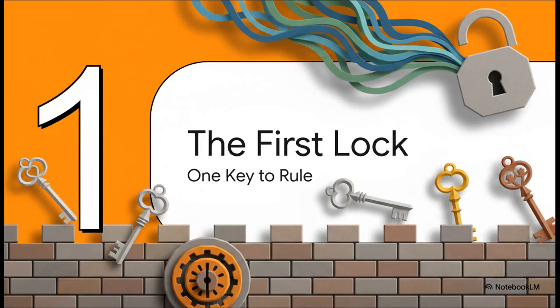All right, so how do we start building this fortress? Well, we start with the simplest, most direct form of protection out there. A single, powerful lock that does one job and does it extremely well. This is our first, most fundamental line of defense.